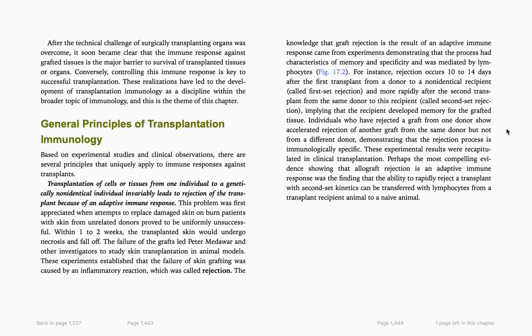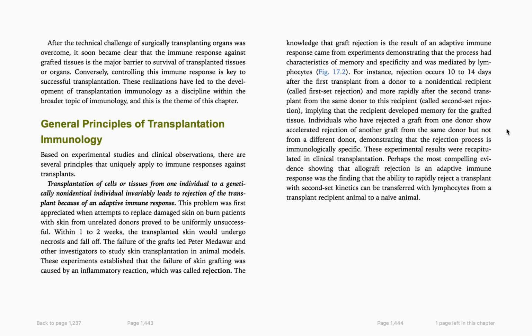After the technical challenge of surgical transplantation of organs was overcome, it soon became clear that the immune response against grafted tissue is the major barrier to survival of transplanted tissues or organs. Conversely, controlling this immune response is the key to successful transplantation. This realization has led to the development of transplantation immunology as a discipline within the broader topic of immunology, and this is the theme for this chapter.